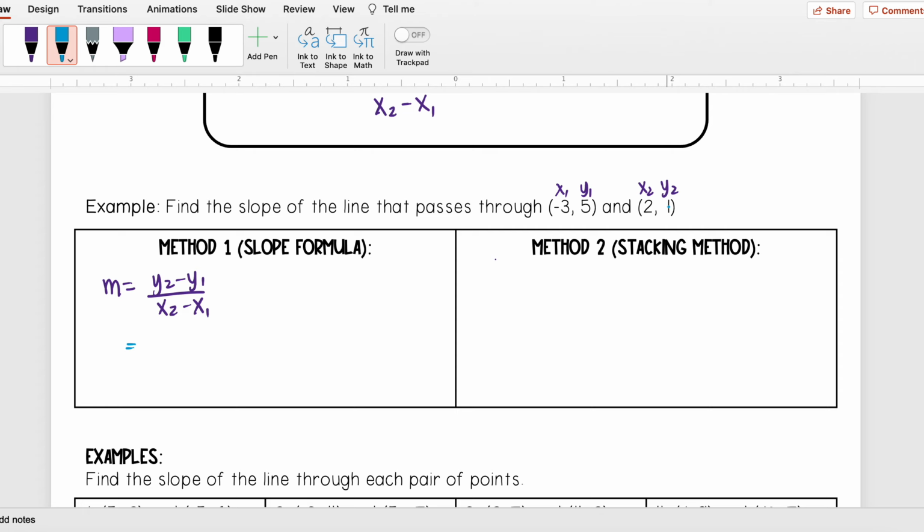So my y2 I see as 1 minus y1, which is 5, over x2, which I have as 2, minus x1, which is -3. So 1 minus 5, I get -4, over 2 minus -3 means I'm just really adding a positive 3. So 2 plus 3, and I get 5. And so that is my slope.